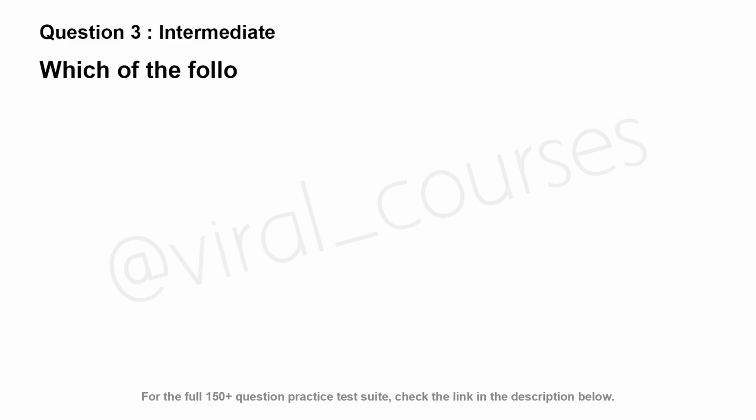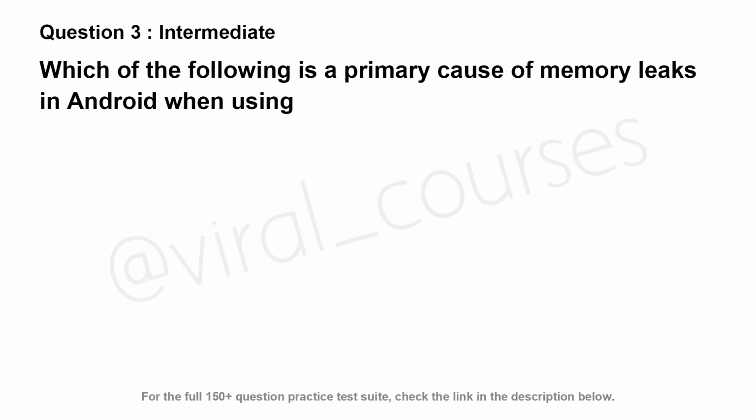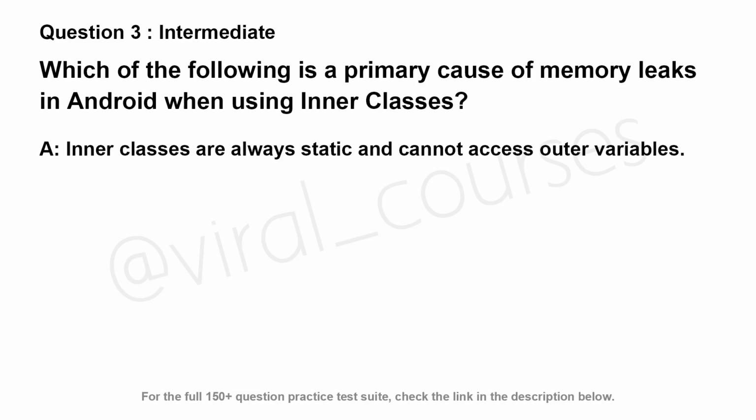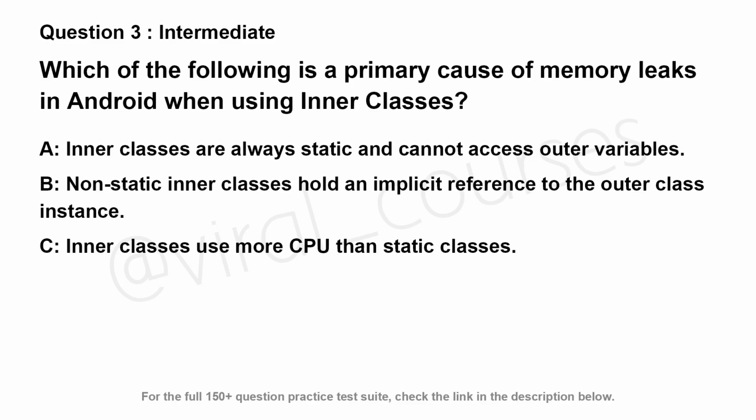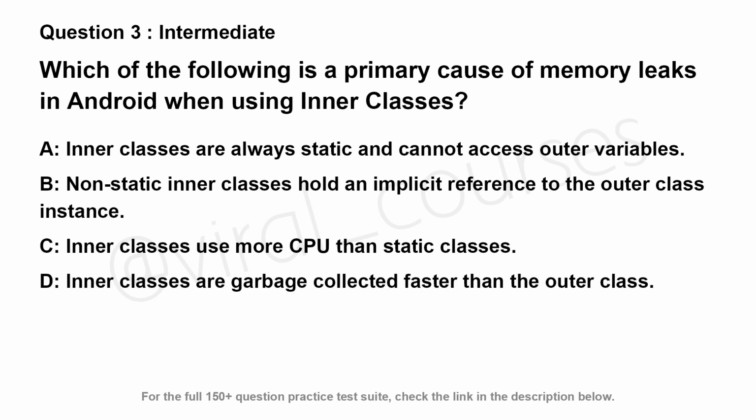Which of the following is a primary cause of memory leaks in Android when using inner classes? Option A, inner classes are always static and cannot access outer variables. Option B, non-static inner classes hold an implicit reference to the outer class instance. Option C, inner classes use more CPU than static classes. Option D, inner classes are garbage collected faster than the outer class.